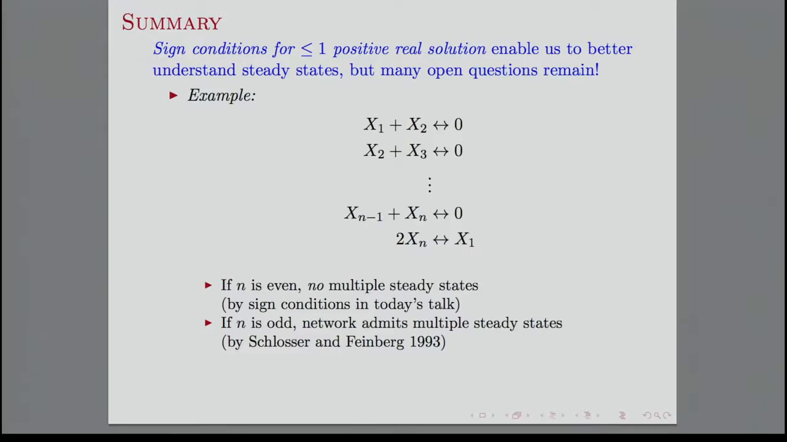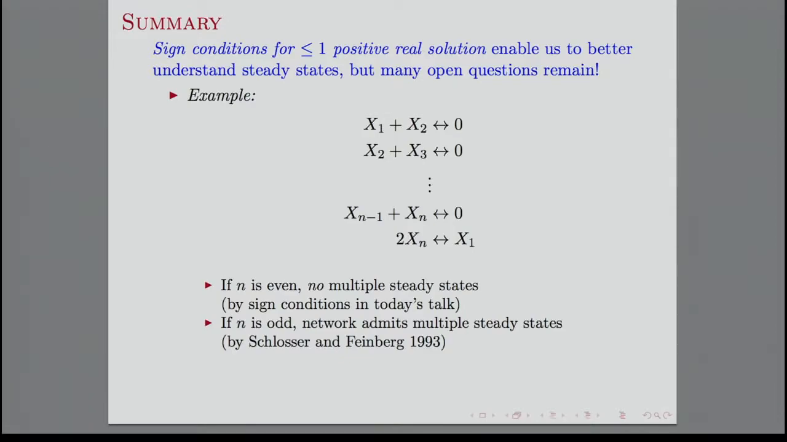I don't know. So if you look at this network for any n, you can actually show that for the case when n is even, there are no multiple steady states. So this system, if you write down the polynomials, never has more than one positive real solution. And in particular, you can use the sign conditions I described here to answer this question. But if n is odd, then it does admit multiple steady states, so multiple positive real solutions.